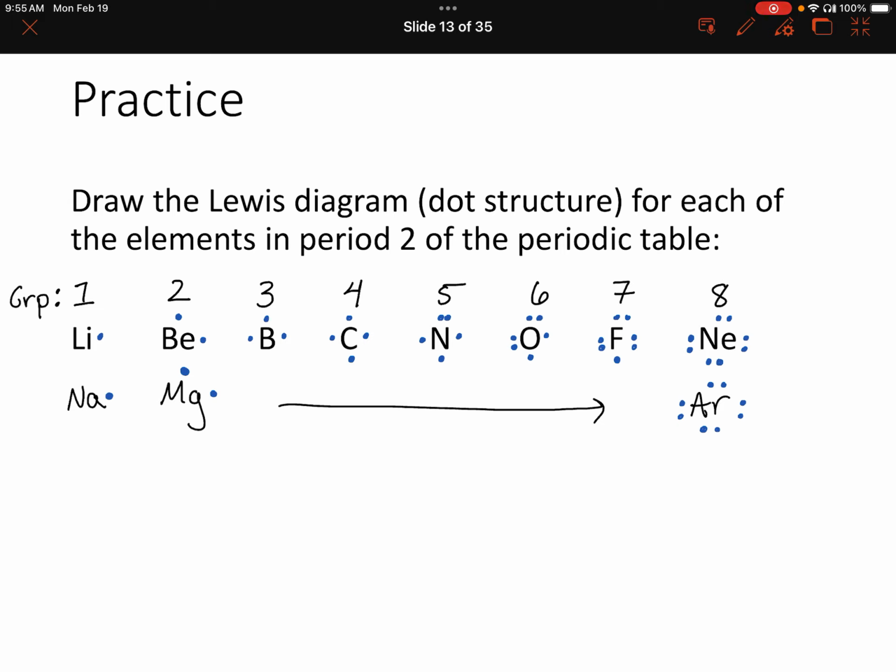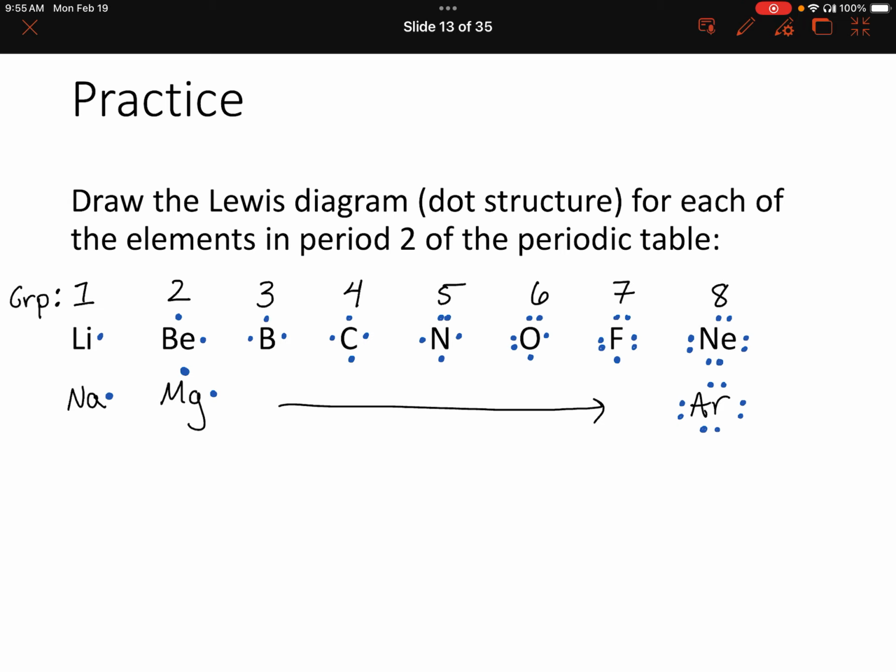We can also see fluorine, for example, just needs 1 more electron to have 8 total electrons. So that's the octet rule, right? And then we can see in group 8, the noble gases, they're already happy. They have 8 valence electrons. They don't need any more. So they're relatively unreactive.